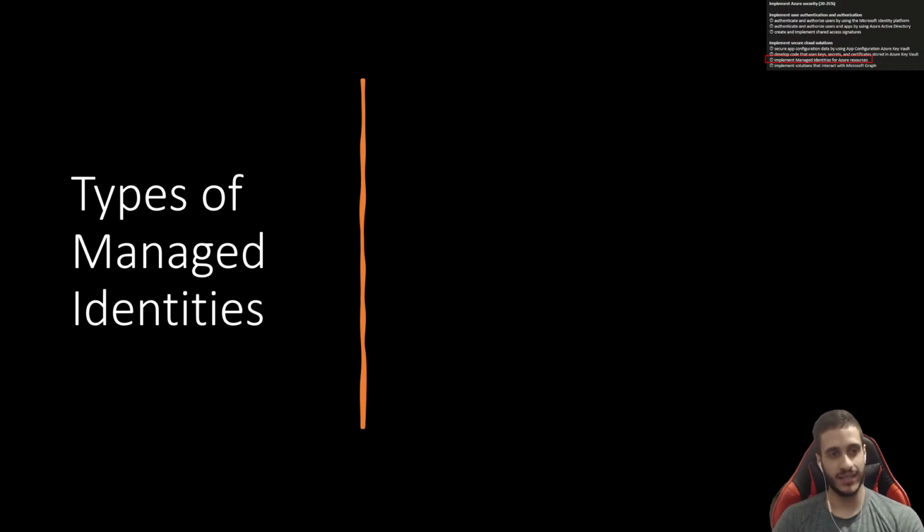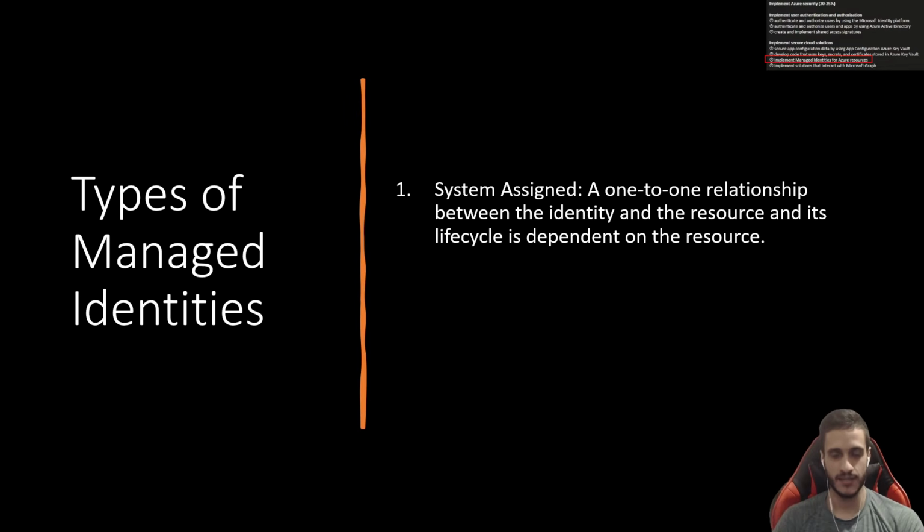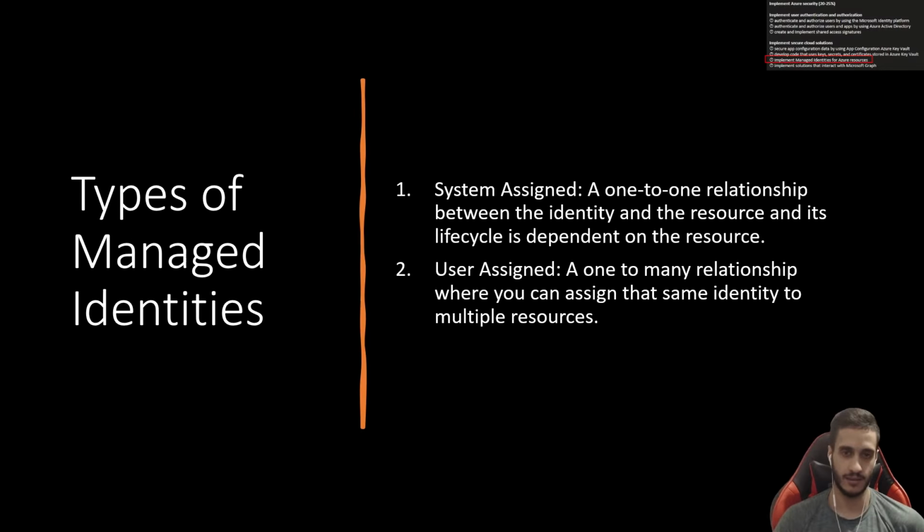And with managed identities, we have two types. The first type is system assigned, and this is a one-to-one relationship between the identity and the resource, and its lifecycle is dependent on the resource, meaning that you assign this managed identity to a specific Azure resource, and if you delete this Azure resource, then the system assigned managed identity will also be deleted. So it is a one-to-one relationship between the identity and the resource. This is known as system assigned.